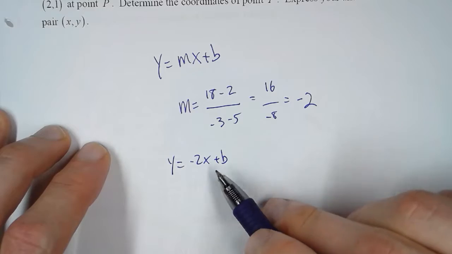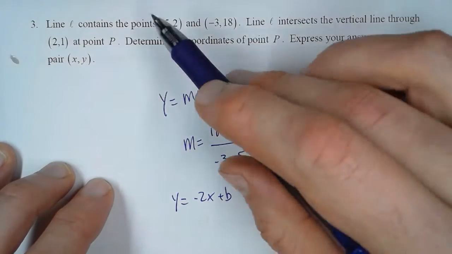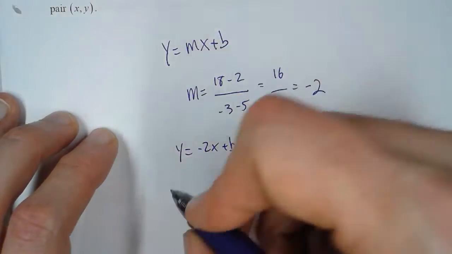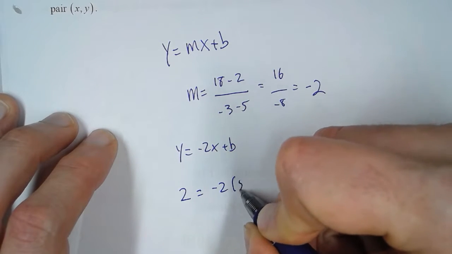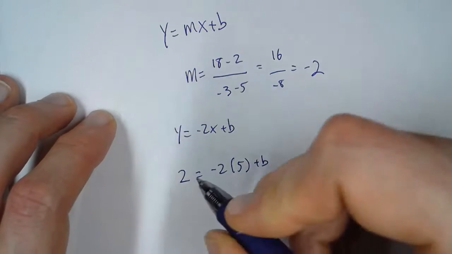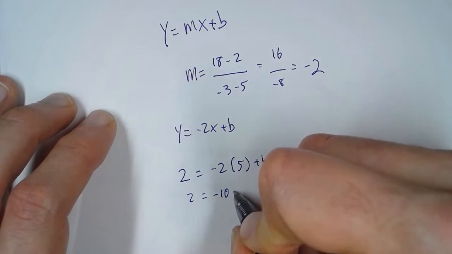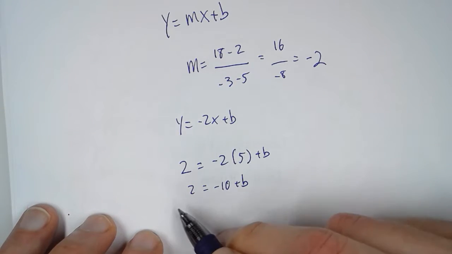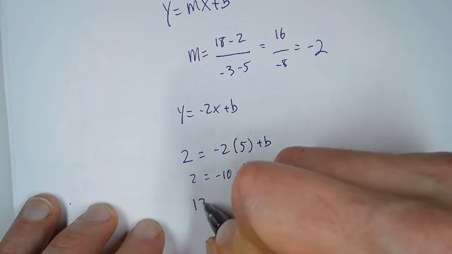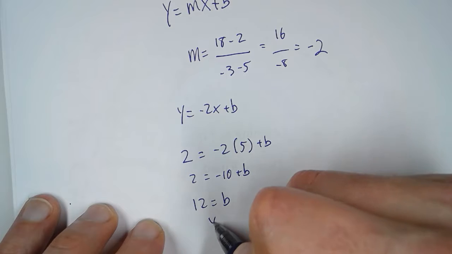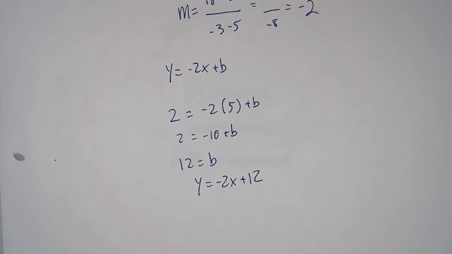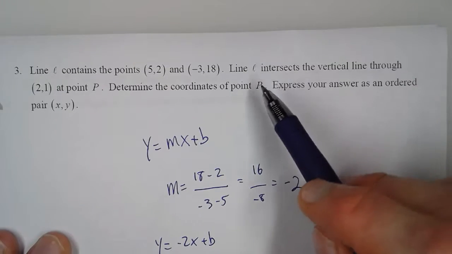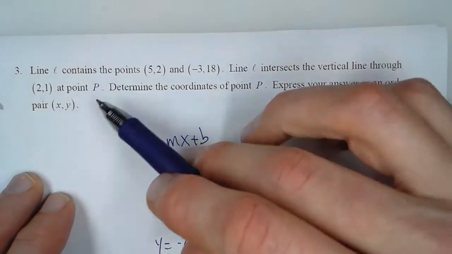So to figure out the y-intercept, that means we need to plug in a point. I'll plug in the positive point. So y value of 2 equals negative 2 times 5 plus b. So 2 equals negative 10 plus b. Then we'll add 10 to the other side, so we get 12 equals b. So y equals negative 2x plus 12. So there's our equation.